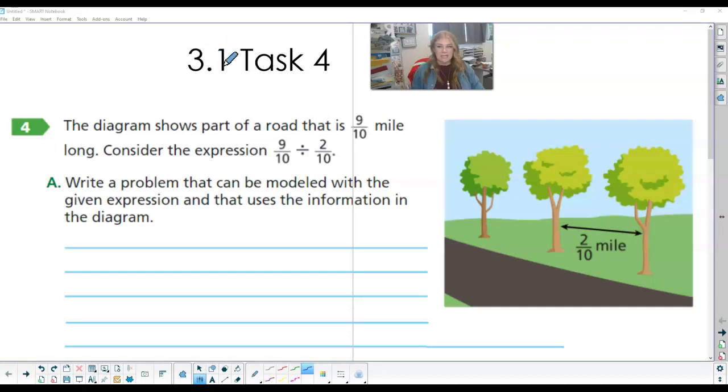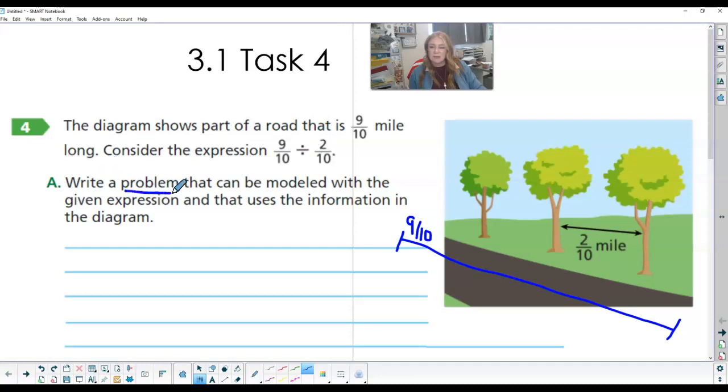For 3.1 task 4, it tells us that the diagram shows part of a road that is 9/10 mile long. Consider the expression 9/10 divided by 2/10. So we have this road, and we can't see the whole thing, but it is 9/10 mile long. And so I'm just going to label our road as 9/10, and we have divided by 2/10.